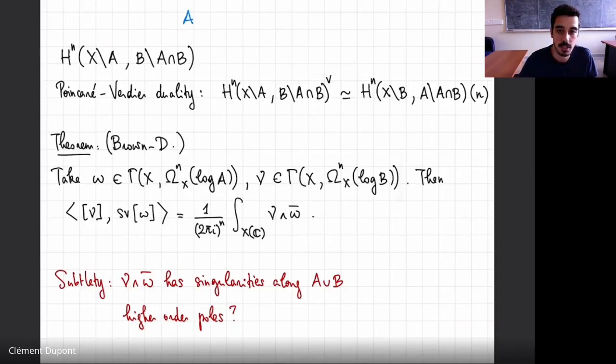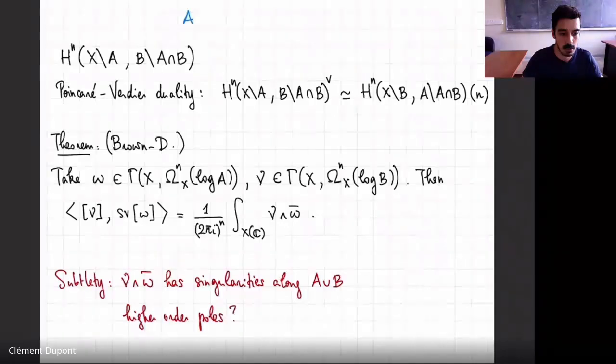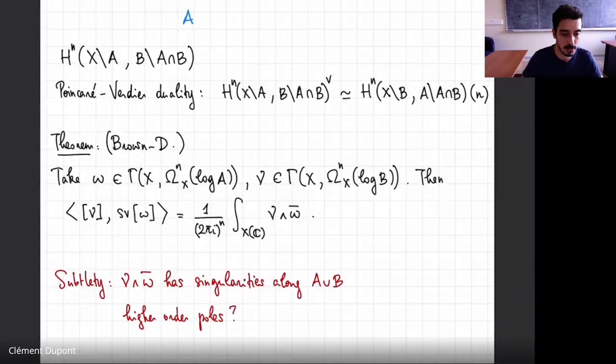But in practice, you can be interested in naturally defined integrals with forms that have higher order poles. And in many situations, you probably don't want to go through the hassle of subtracting an exact form and so on, so that you're integrating a logarithmic form. So in practice, it's theoretically doable, but probably not very interesting.